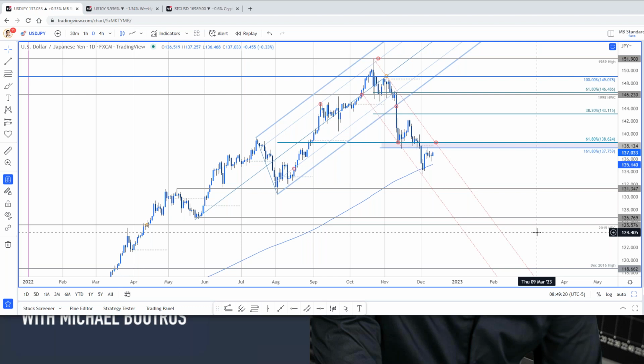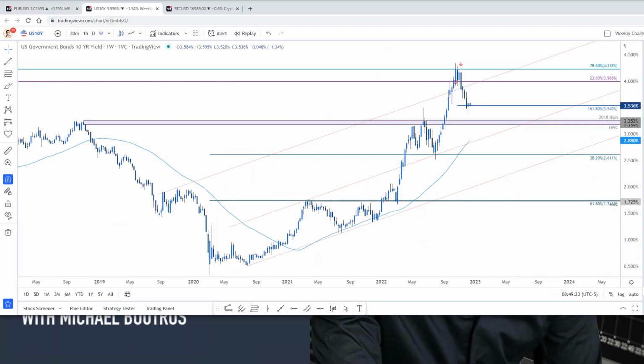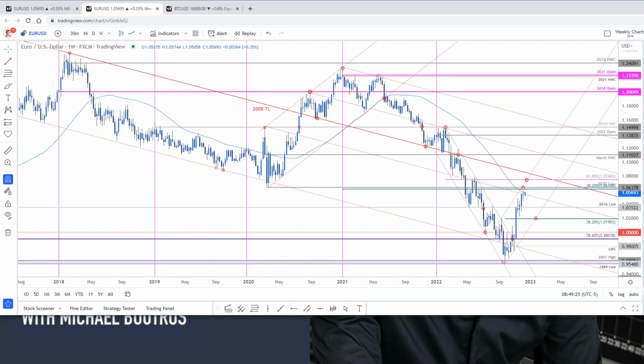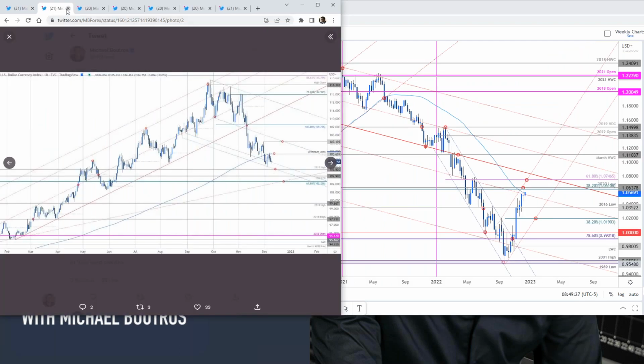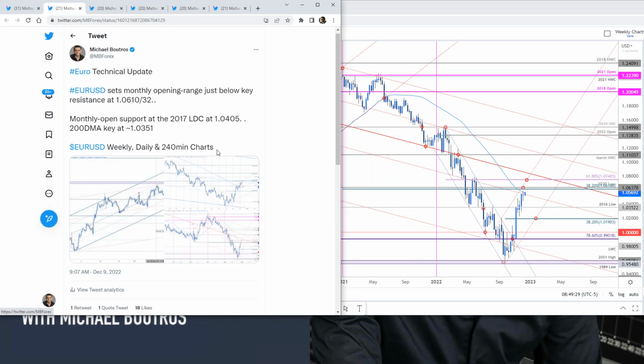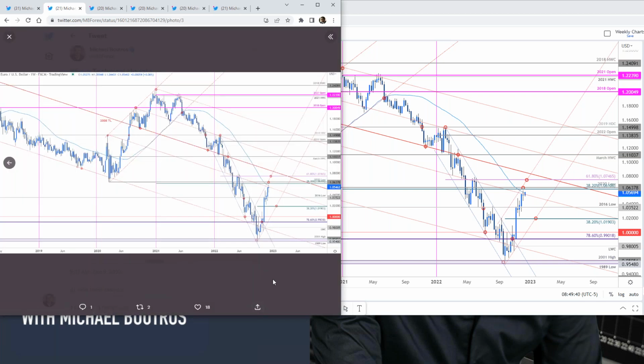All right, euro. Here's what the euro looks like on all the time frames, and here was our last update on euro dollar. Okay, so the monthly opening range just below resistance at 106.10/32. That's exactly the same setup we're at right now. Here's what the weekly chart looked like last week. We highlighted this key region.